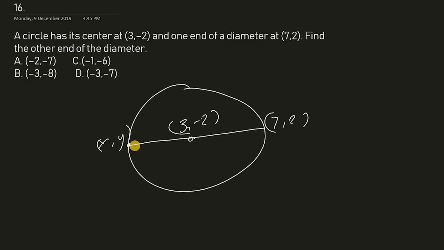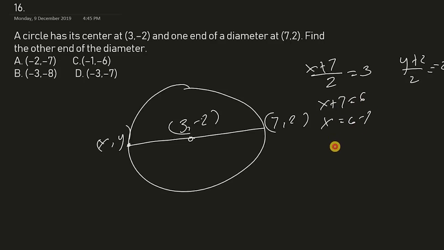So parang balik lang tayo sa equation ng straight lines. Basically, midpoint formula. Average natin tong dalawang to. Ito yung midpoint nila. So that would be x plus 7 divided by 2, that's equal to 3, and y plus 2 divided by 2, that's equal to negative 2. So I'll solve for the value of x. Transposing that, x plus 7 is equal to 6. X is equal to 6 minus 7. X is therefore equal to negative 1.